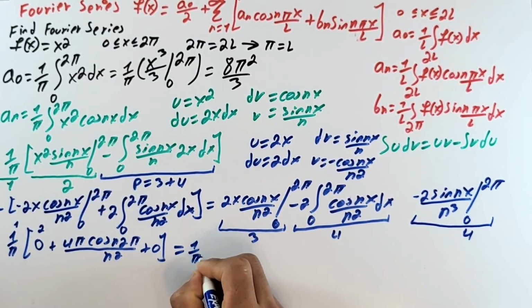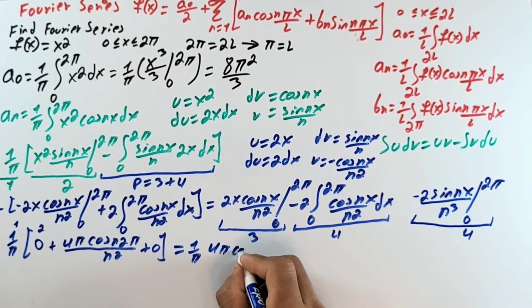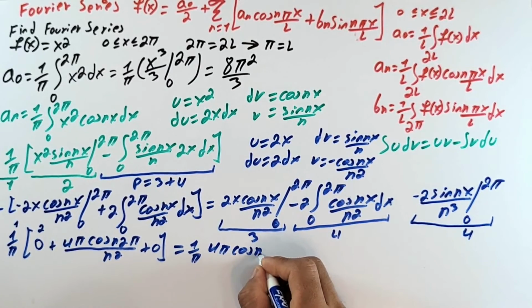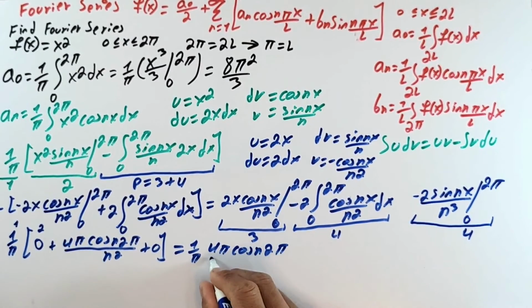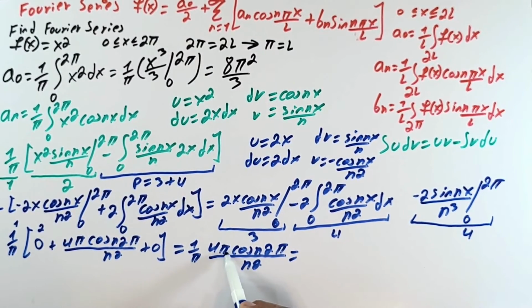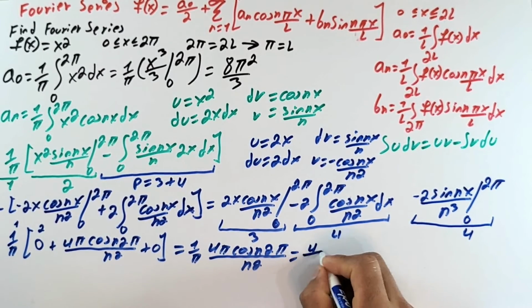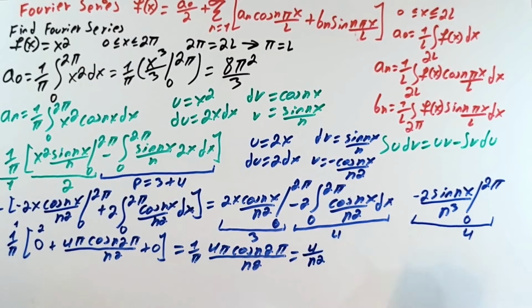And we simplify a little bit. We have 1 over pi, 4 pi cos n 2 pi over n squared, and this pi cancels. We're left with 4. Cosine 2 pi is 1, so the answer is given by 4 over n squared. Alright, so that was quite long.